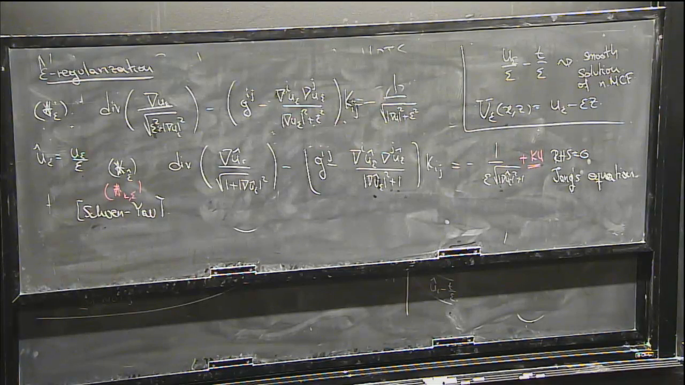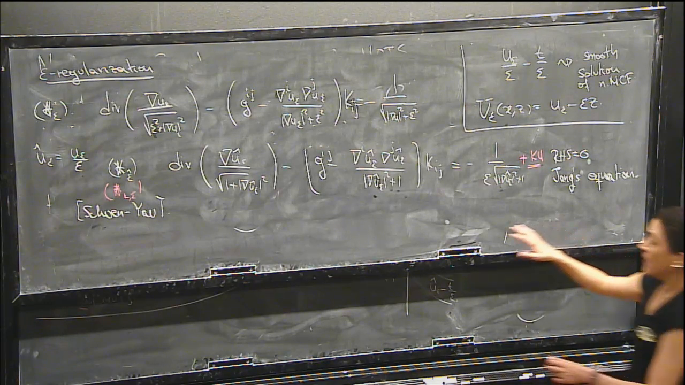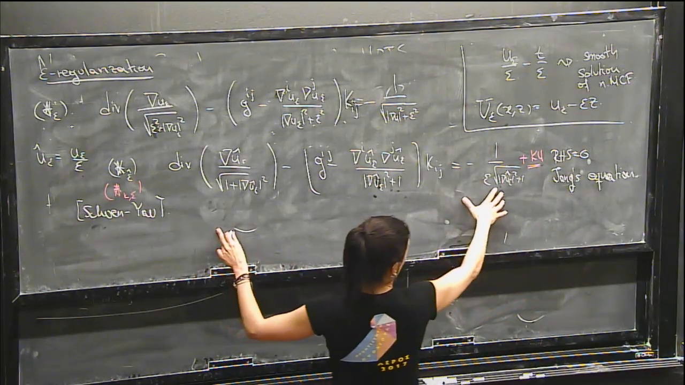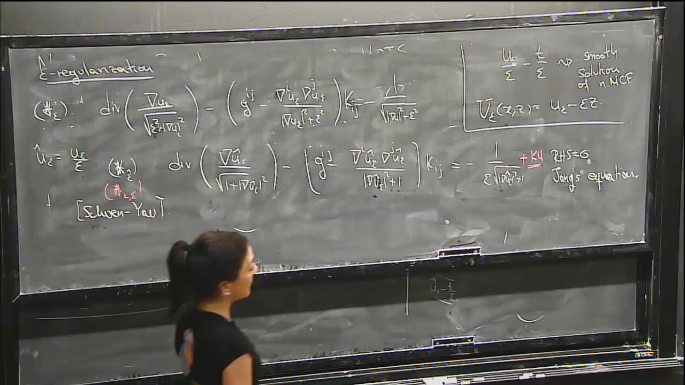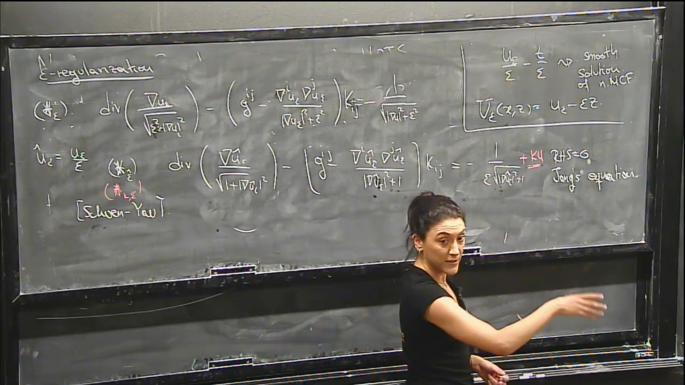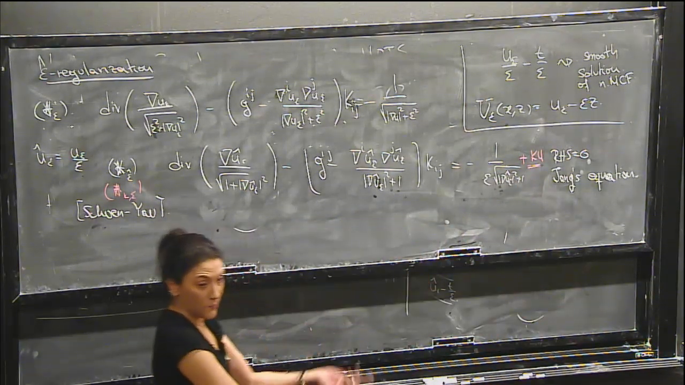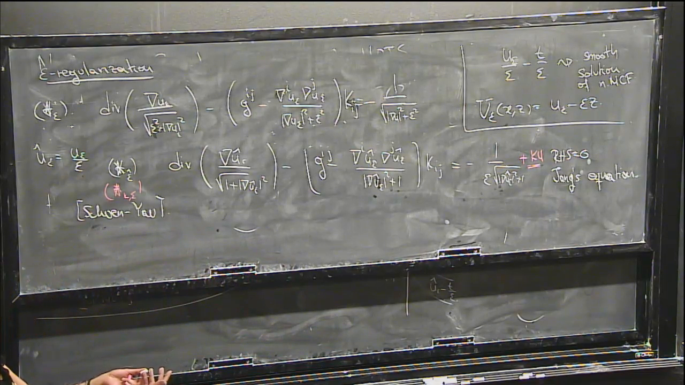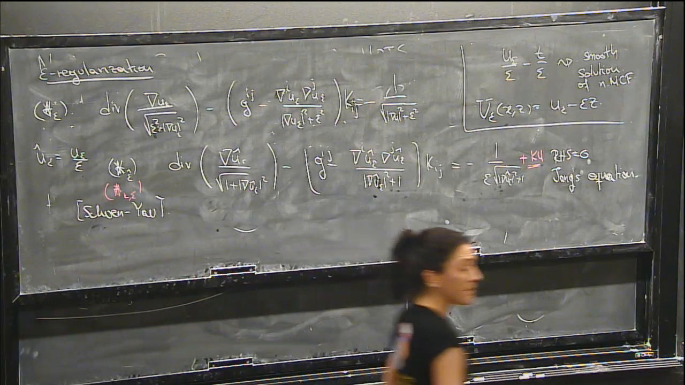Okay, so let's solve this equation. Now you can see the idea, right? If you look at this equation, you're first going to let kappa go to 0, get a u, and then you want to let epsilon go to 0, and get a solution of the level set problem.